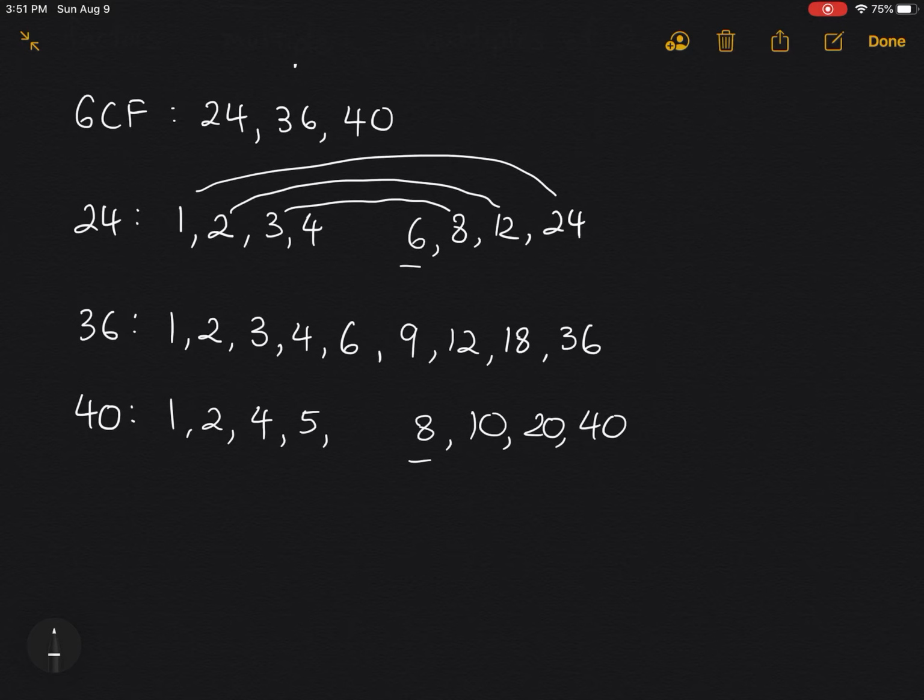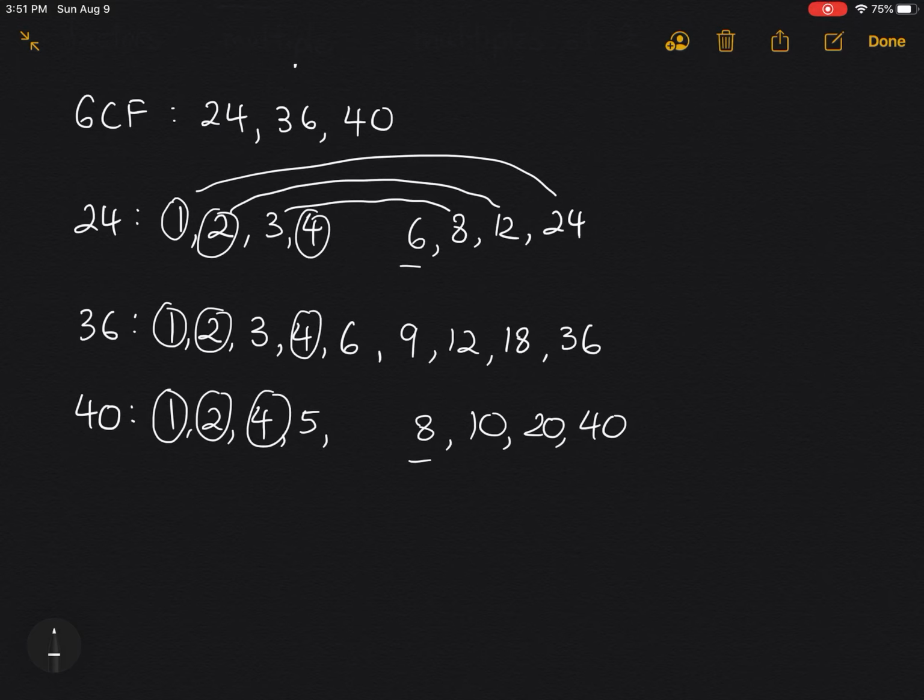After we've listed the factors of these three numbers, we look for the greatest number that's in common. That's why it's called the greatest common factor. So these are all the numbers that are in common: 1, 2, 4, and that's it. So in the case of 24, 36, and 40, the GCF equals 4.